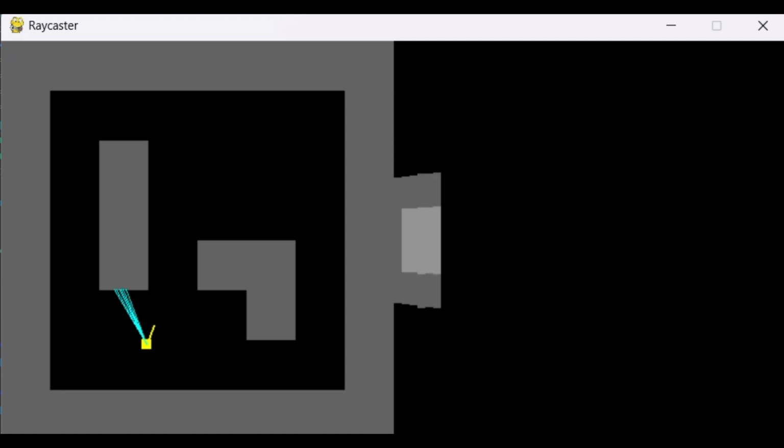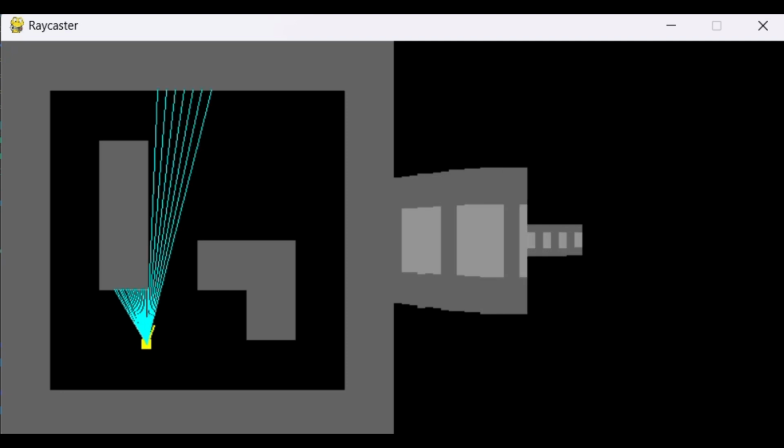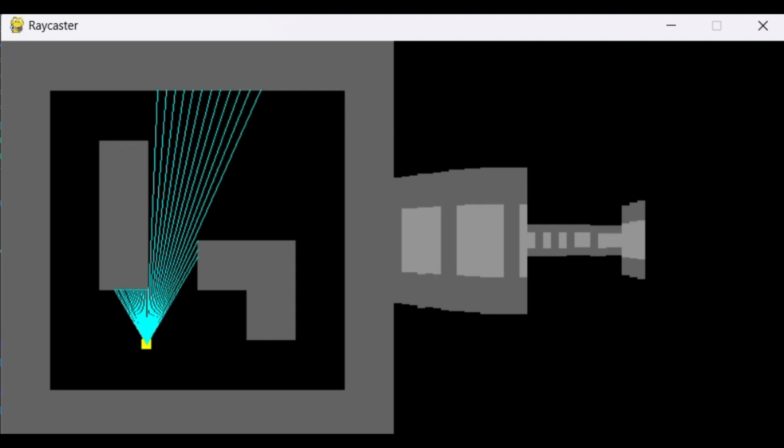Now it's time to render the 3D scene. After each ray collides with the wall, it calculates the wall slice height it needs to draw based off of its distance from the player. The wall slice is drawn at an x value based on how far over the ray's angle is from the player.